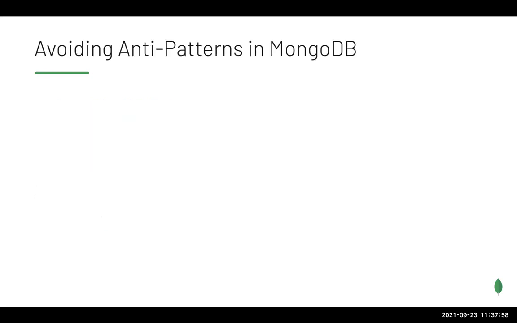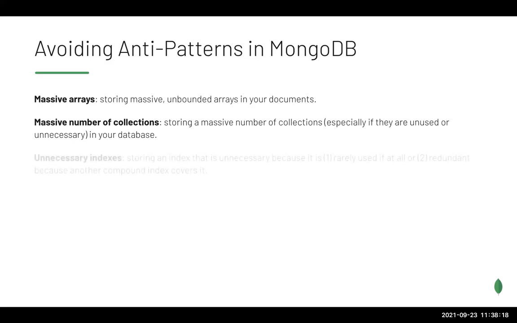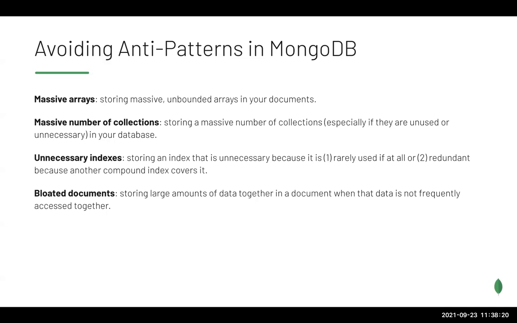Next, I want to talk about a couple of different anti-patterns that MongoDB has that you want to try to avoid. We'll take a look at a couple of common anti-patterns to look out for. The first one is massive arrays, so storing massive unbounded arrays in your documents.